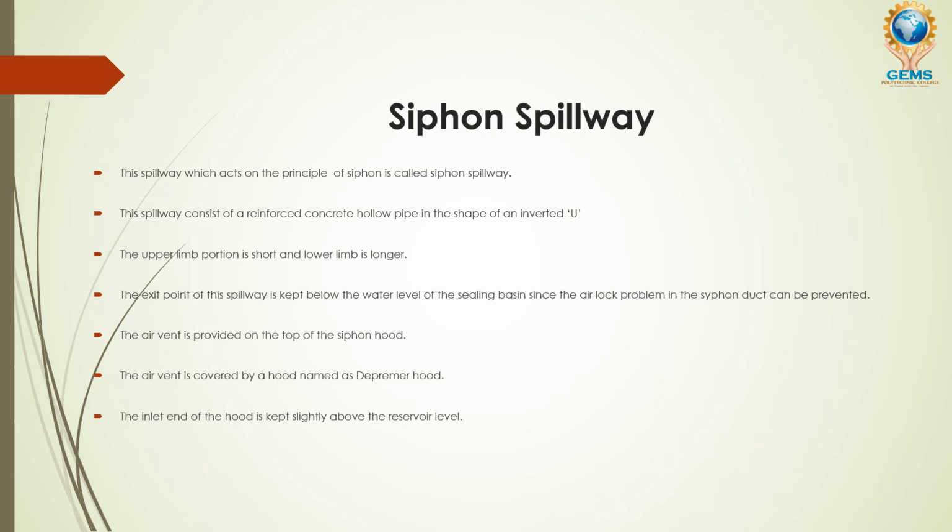Actually, this siphon is adopted for a spillway structure. In a spillway structure, the upper limb portion, that is the head portion, is short, and the lower limb portion is longer. The exit point of this spillway is kept below the water, because in order to avoid the airlock problem when you are sending water through this type of siphon spillway, it causes airlock.